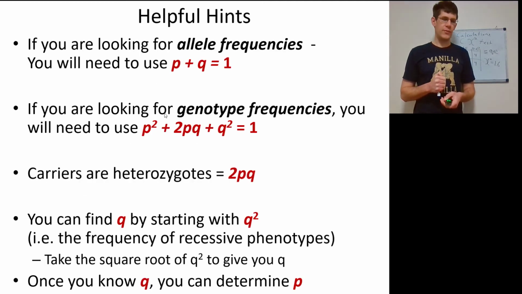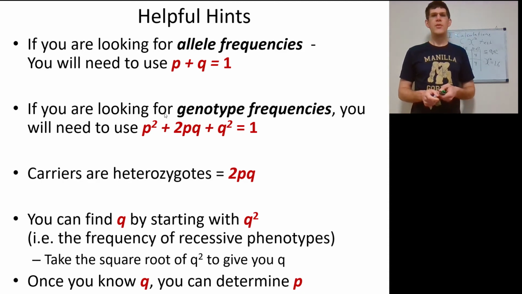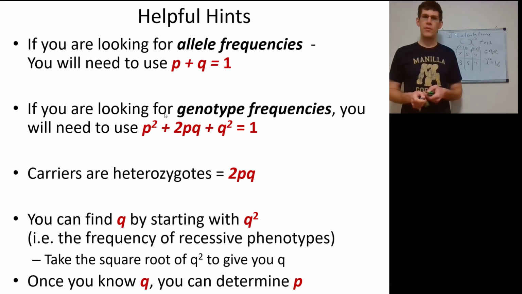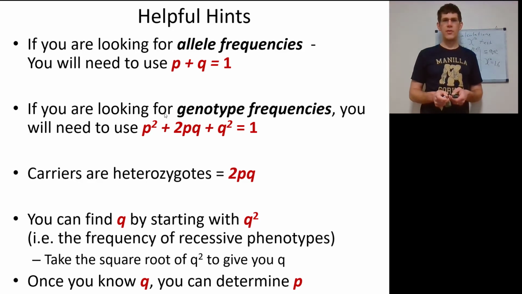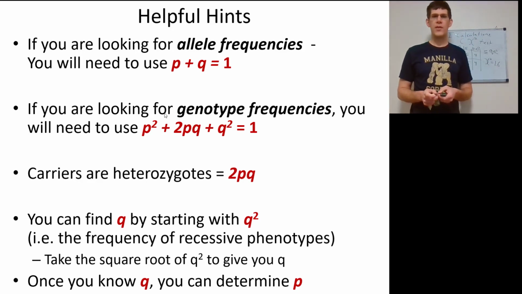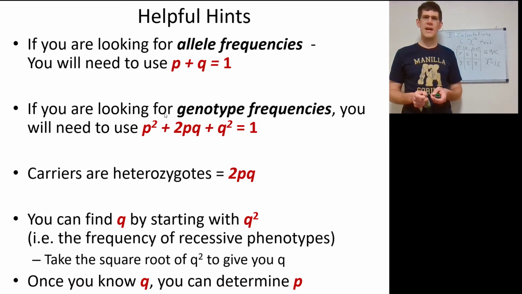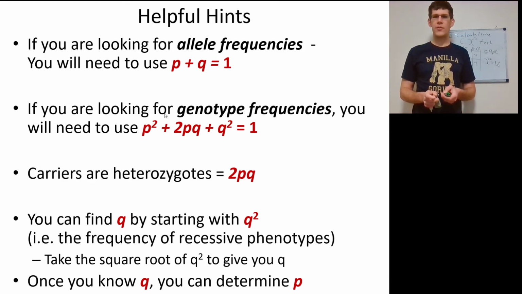So, if you're looking for allele frequencies, remember it's P plus Q equals 1. Genotype frequencies, P squared plus 2PQ plus Q squared equals 1, and carriers are your heterozygotes. The quickest and easiest way to find Q is by starting with Q squared, because we often know the frequency of recessive phenotypes. They tend to stand out from the dominants. Take the square root of Q squared to give you Q, and once you know Q, 1 minus Q is P.